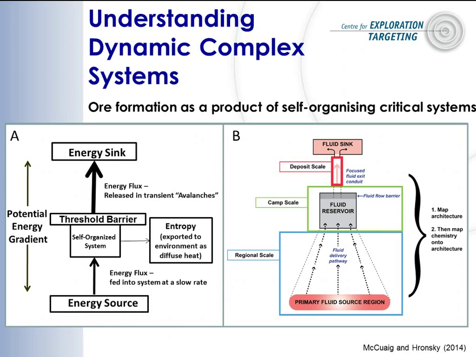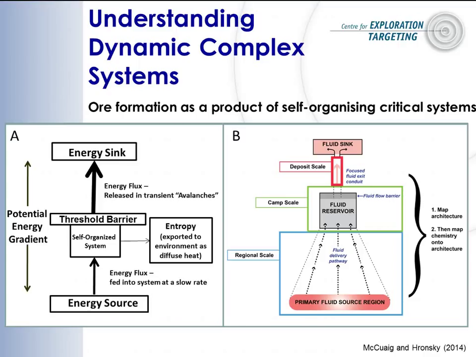So ore systems essentially are the same. You put in energy at the bottom. The left shows the self-organized critical system. You put a threshold barrier in place. That threshold barrier can be physical. It can be geodynamic, as we'll discuss. And then the energy is released in short, sharp bursts as it dissipates to the sink. As long as we keep the threshold barrier there, as long as we keep the energy coming in, we get the ore. As soon as you take that away, the ore formation stops.